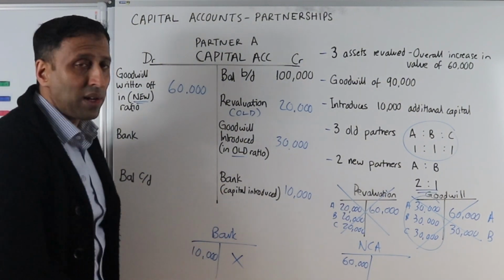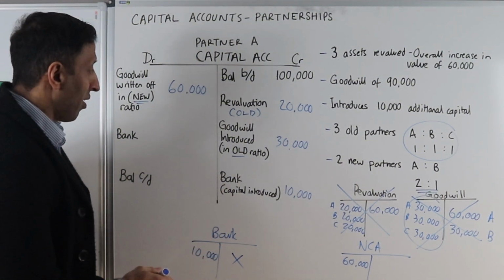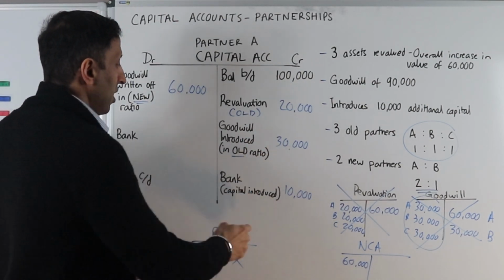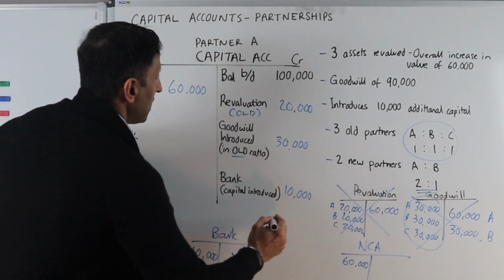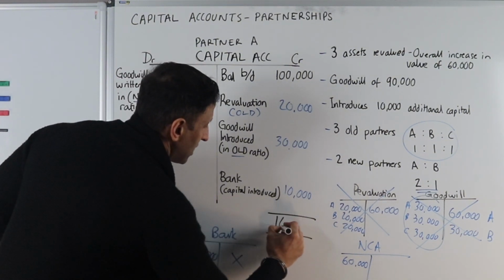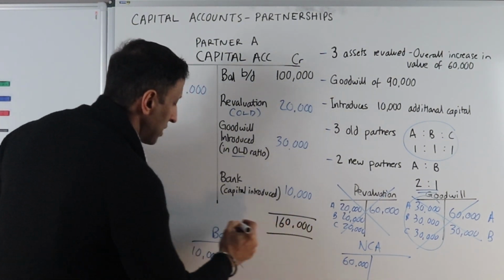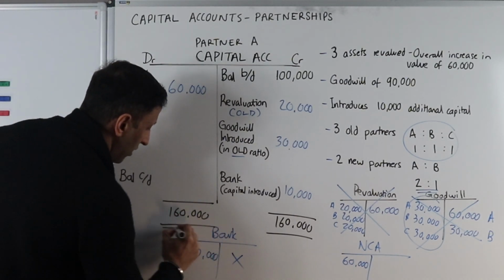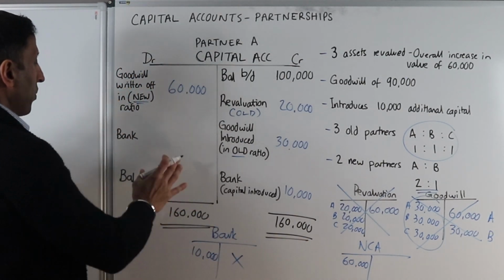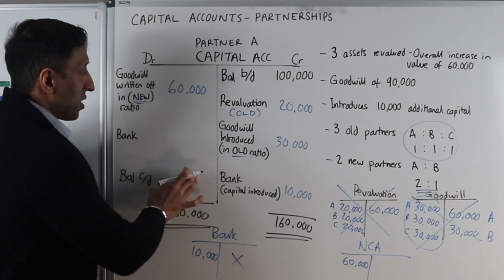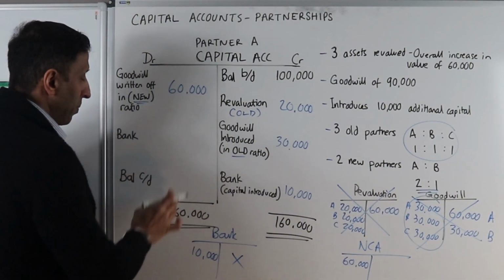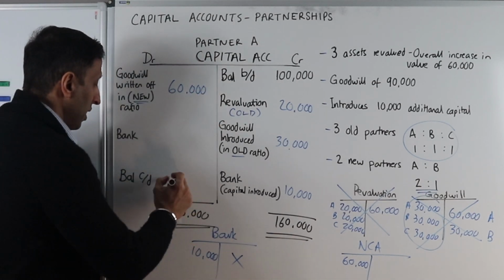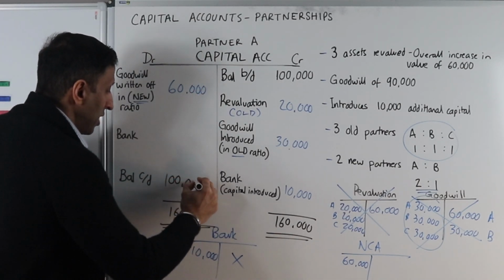Now this partner is not leaving, so we would balance this account off. So what do we have? We have 100 and 20 and 30 and 10, so that's 160 as a total on this side, and we put the same total on the debit side. So 160, 160, and then we find the missing number on the smaller side. We only have a value of 60 here. The total is 160, we take away the 60, and the missing number is 100,000.